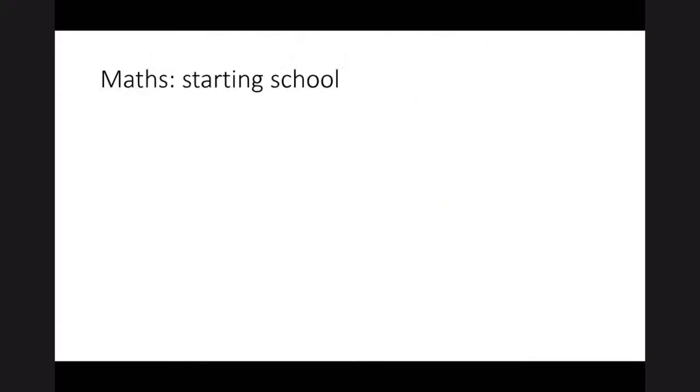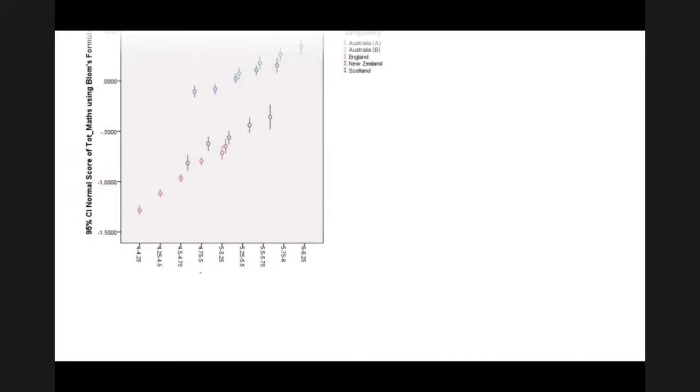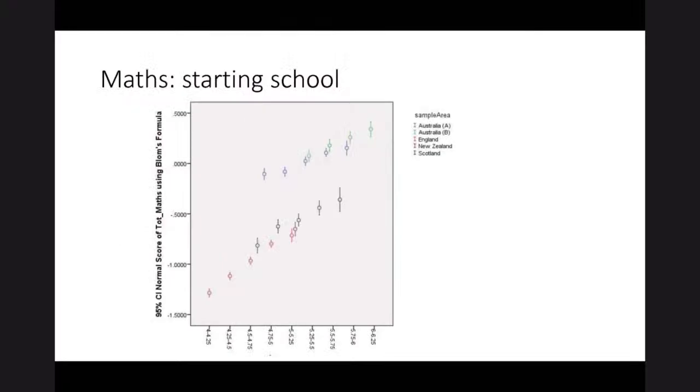And finally, I thought I would share with you this chart of children starting school with scores from Australia, England, New Zealand, and Scotland. Along the bottom axis, you've got the age of the children, starting at just 4 and going up to the age of 6 and a quarter. And up the left-hand side, we've got the score on a maths test. The red dots show the scores in England by every quarter year. So 4 years, 4 and a quarter, 4 and a half, 4 and three quarters, 5.